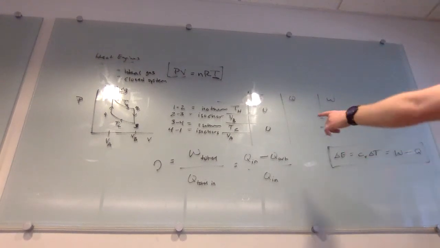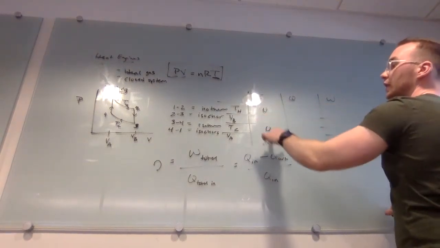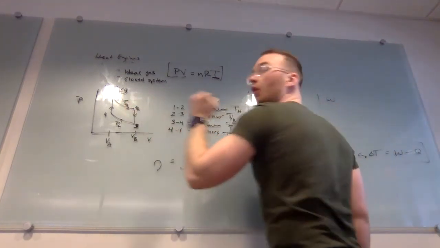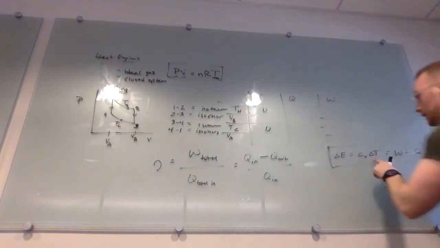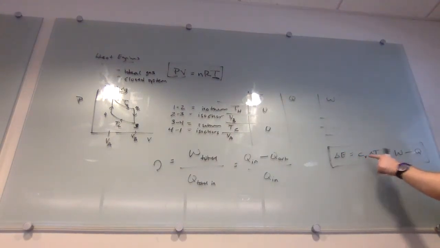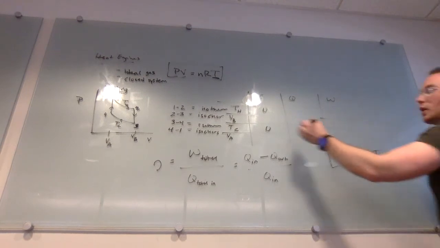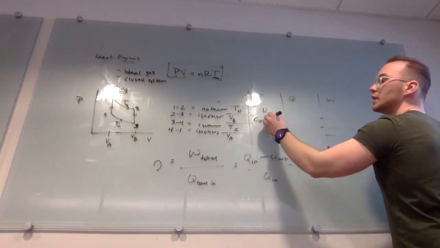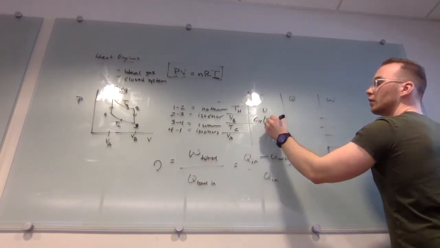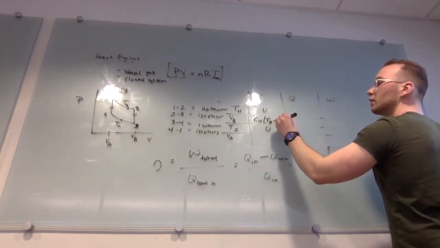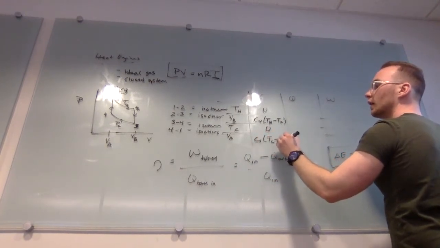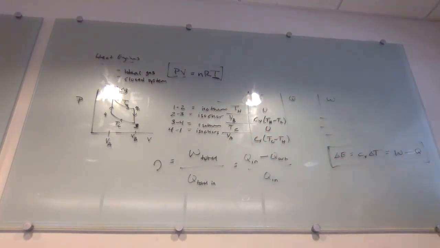And actually, let's fill in the other ones too. Delta E for here and here, remember, this is at T hot and this is at T cold. Delta E is just CV delta T. We can just write CV. Now, what did 2 to 3 go to? It went from T hot to T cold, so this is CV times T cold minus T hot, or something. I might have the signs backwards.